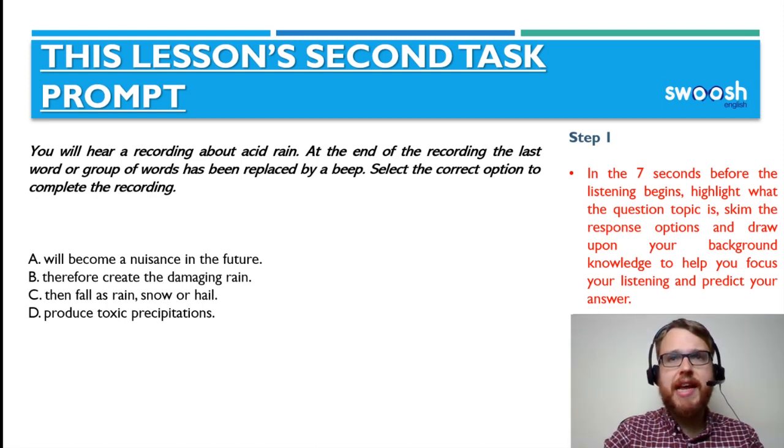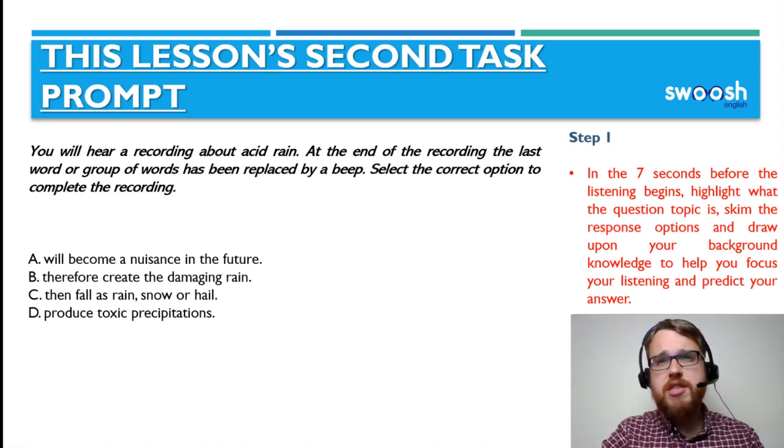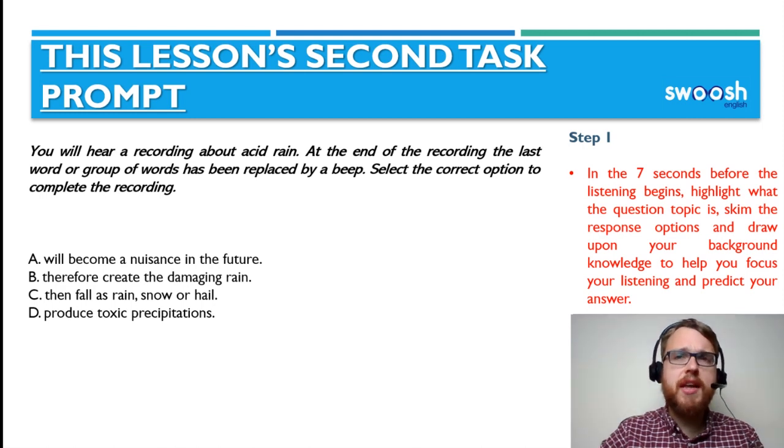The first thing you're doing is establishing what the question topic is. The second thing you're doing is quickly skimming and scanning over the questions themselves, the answers themselves, and seeing what you know about them. Is there anything that stands out to you, anything different, anything similar? And also, once you've established that question topic and are aware of your answer, see if you have any prior understanding about what the topic is.